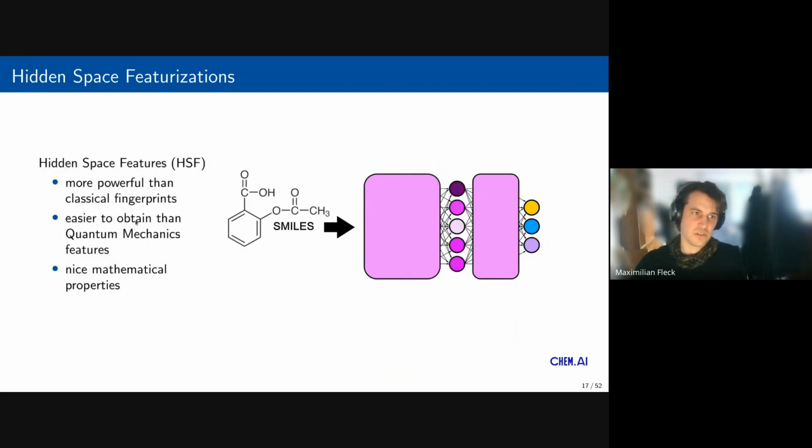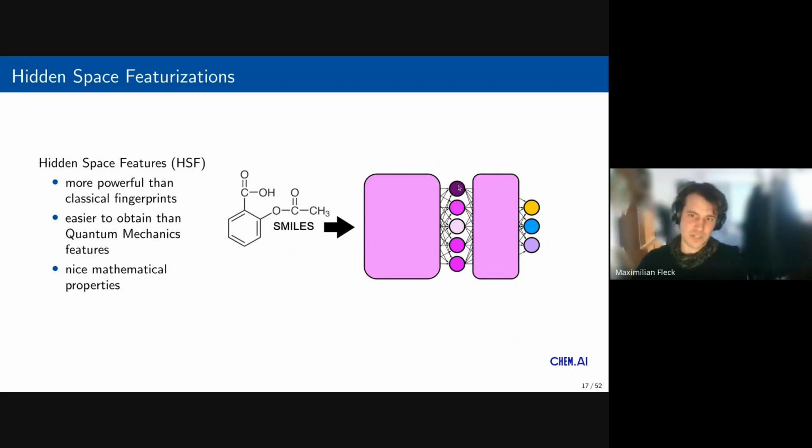So instead, we are using hidden space features. They're more powerful than classical fingerprints because the neural networks that were trained usually have seen more information during training than you can obtain just from a graph. They're also easier to obtain than quantum mechanics features, and they have nice mathematical properties. Actually, the last one was the one that pushed us towards it.